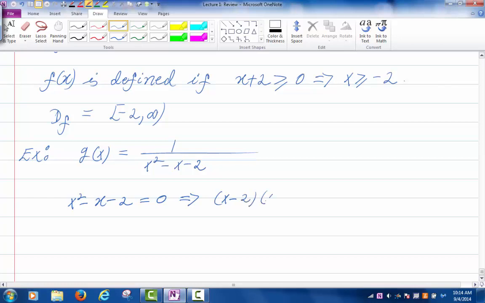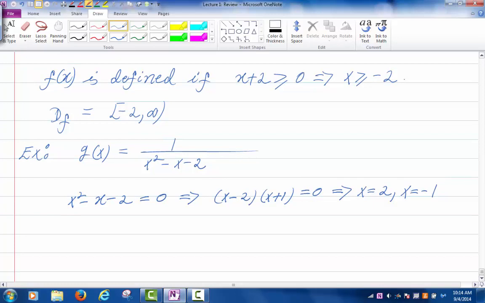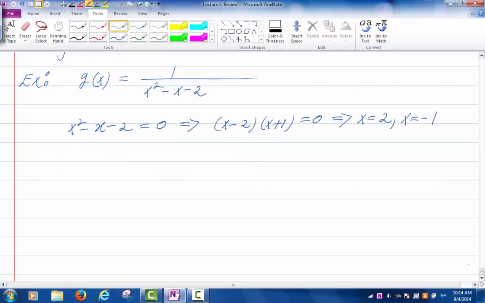x minus 2, x plus 1, which implies that x is 2 or x is negative 1. And so how do I express that in interval notation? My domain is all real numbers except for negative 1 and 2.